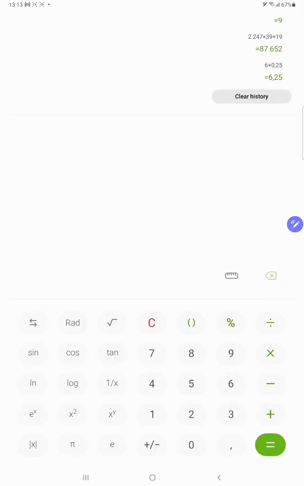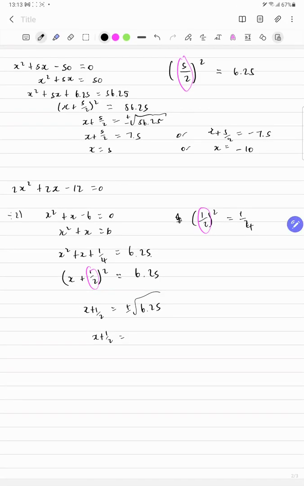Is it 2.2? 2.5, yeah. So x plus 1/2 is equal to 2.5, or x plus 1/2 is equal to minus 2.5. Therefore x is equal to 2, or x is equal to, oh sorry guys, minus 3.